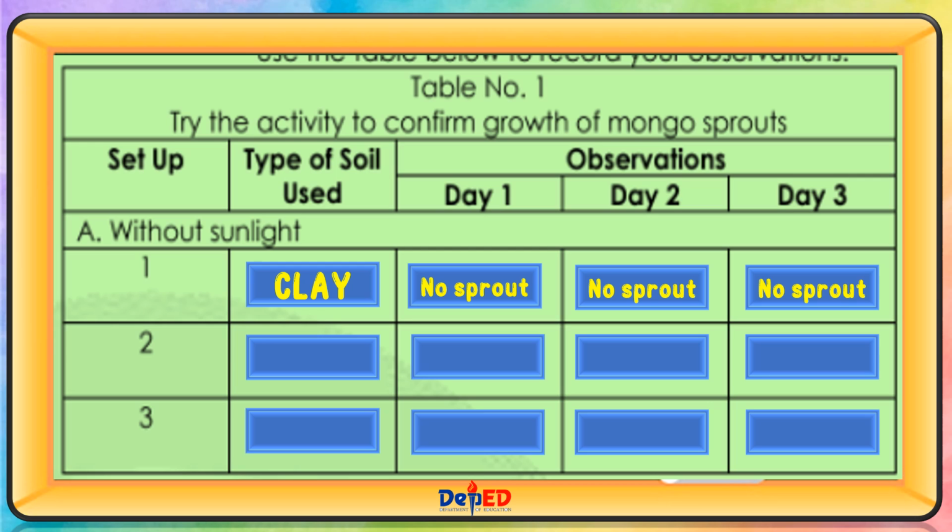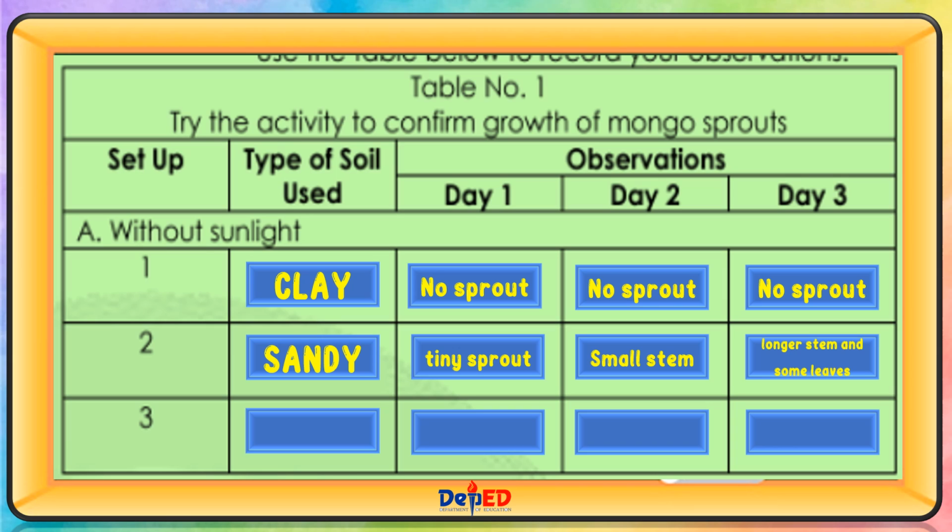Type of soil used, sandy. Day 1, tiny sprout. Day 2, small stems. Day 3, longer stem and some leaves.